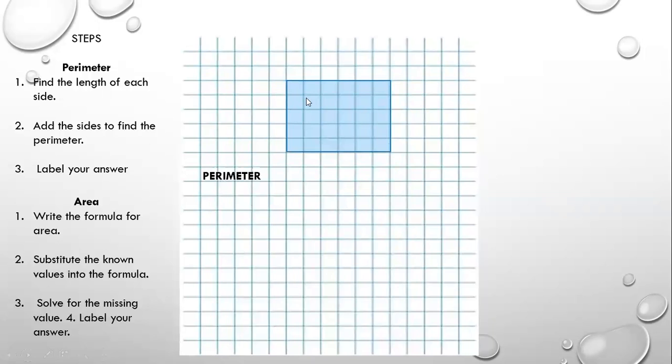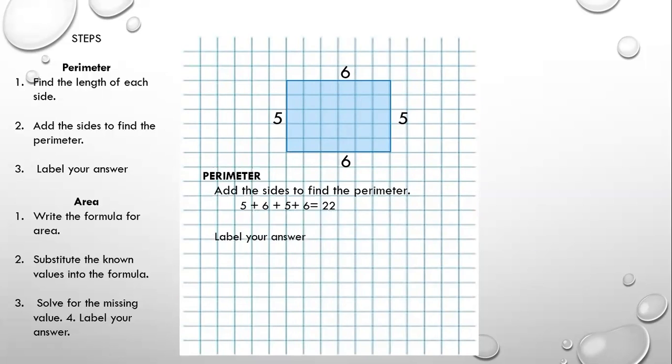Okay, let's take a look at another example. We have another rectangle here. When we count 1, 2, 3, 4, 5, we see that the width is 5. The length is 6, and it's the same all the way around the rectangle. 5, 5, 6, 6. For our perimeter, next we're going to add the sides. So we know that it's 5 plus 6 plus 5 plus 6. And 5 plus 6 is equal to 11. And 11 plus 11 will give us 22.